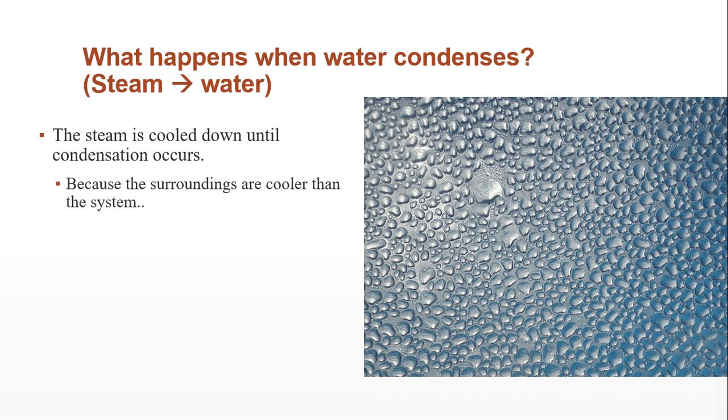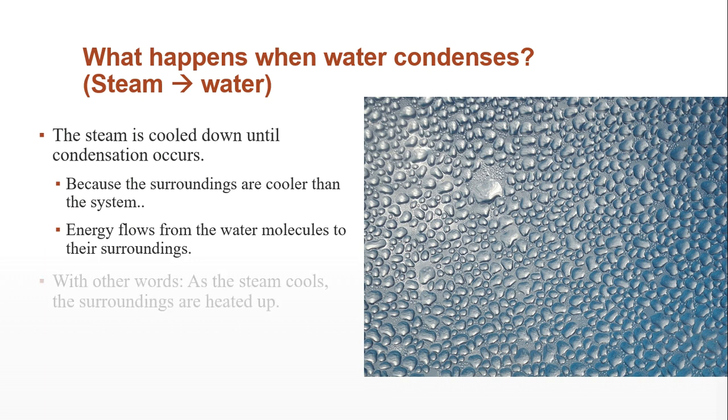And why this happens is because the surroundings are cooler than the system itself. That means that energy will flow from the water molecules to their surroundings, because energy always goes from warm to cold. So energy is lost from the system to the surroundings as the condensation process occurs. So as the steam cools, the surroundings are heated up.